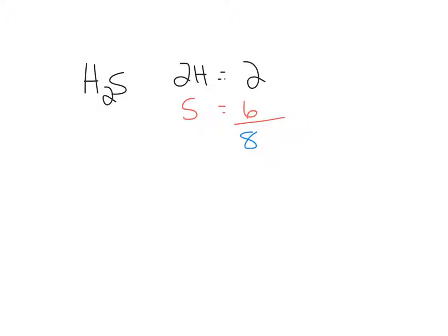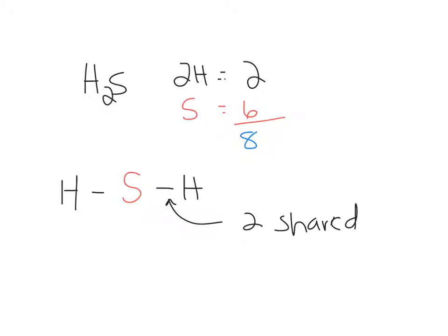So if I write this out, we have sulfur, and I'm going to start by drawing single bonds to the hydrogen. Now remember that each bond holds 2 shared electrons. Okay, so far if you count the number of electrons, we have 2, 4. We have 2 here and 2 here, but we need a total of 8.